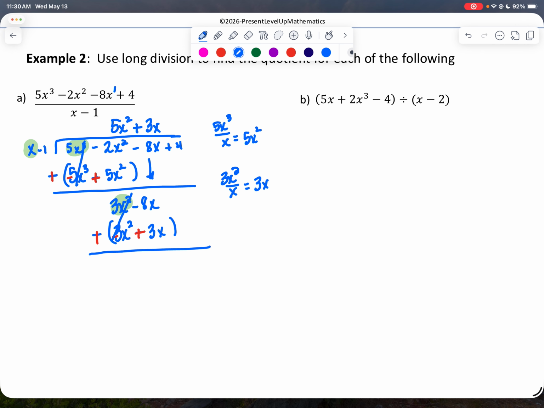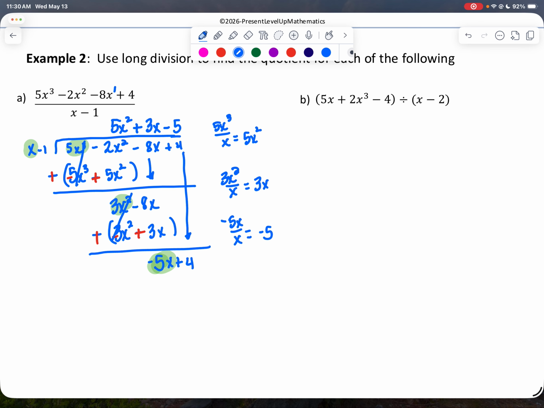This would zero out. Negative 8x plus 3x is negative 5x. And then bring down the plus 4. Now start that process over again. Take your negative 5x and divide it by the first term of your divisor to get negative 5. So minus 5 on the top.